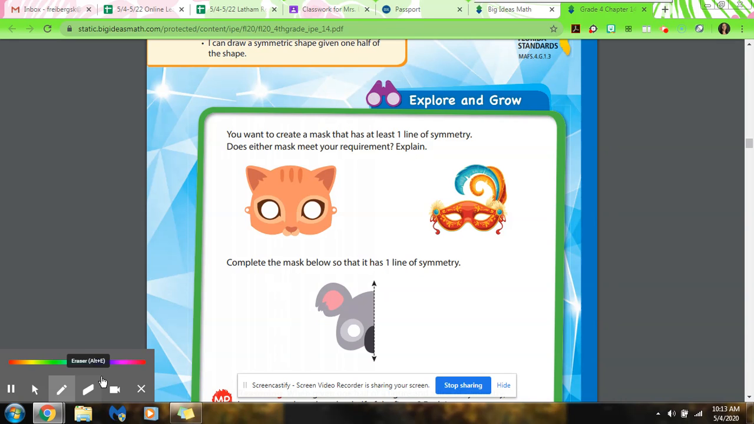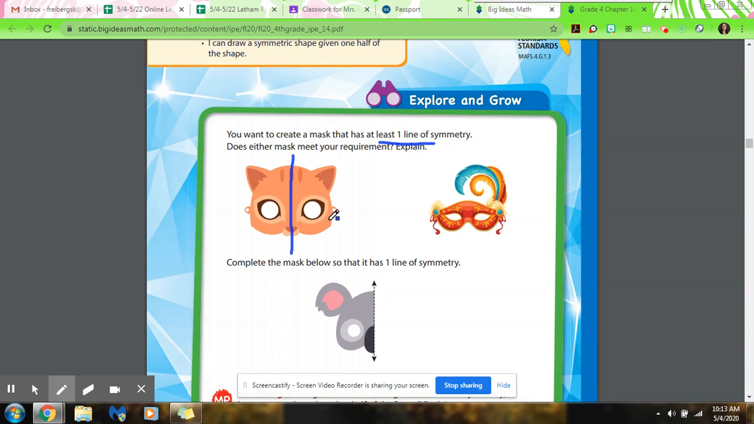So let's go ahead and look at the first one. It says you want to create a mask that has at least one line of symmetry. Does either mask meet your requirements? Explain. Okay, well first let's see if I can cut this mask in half right here vertically.